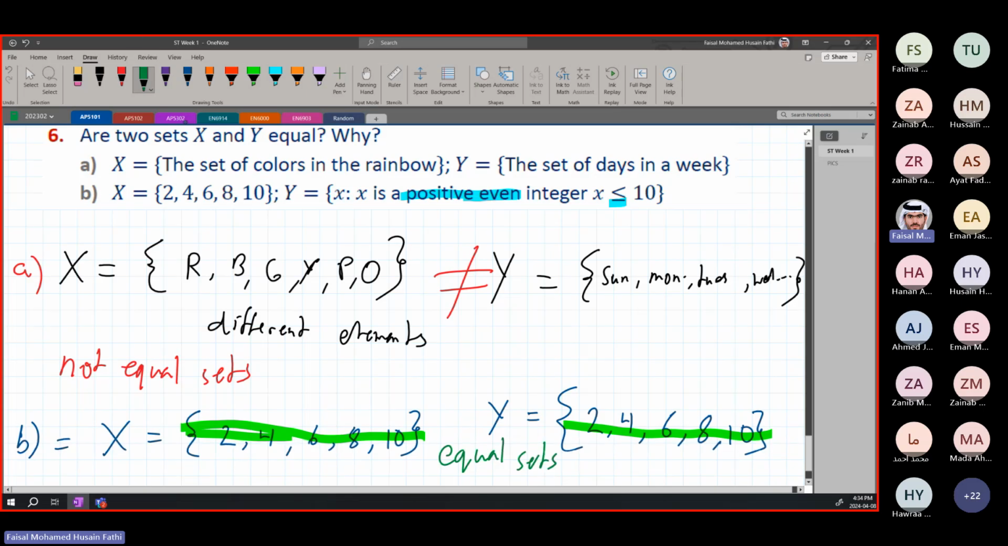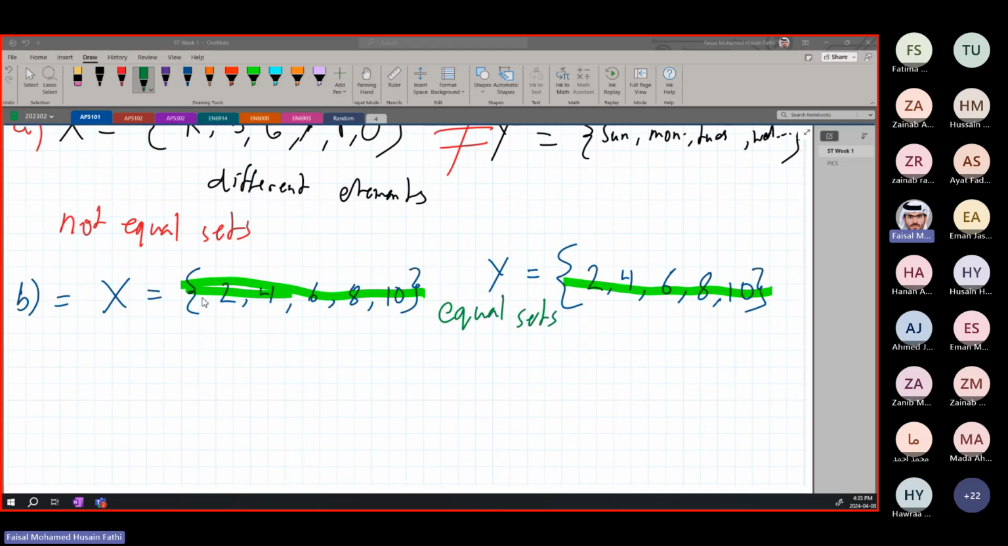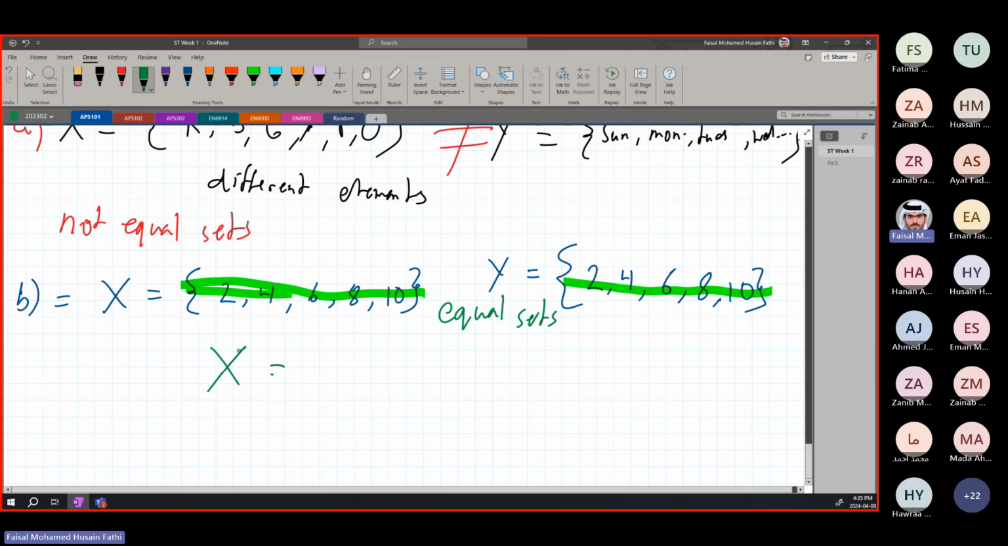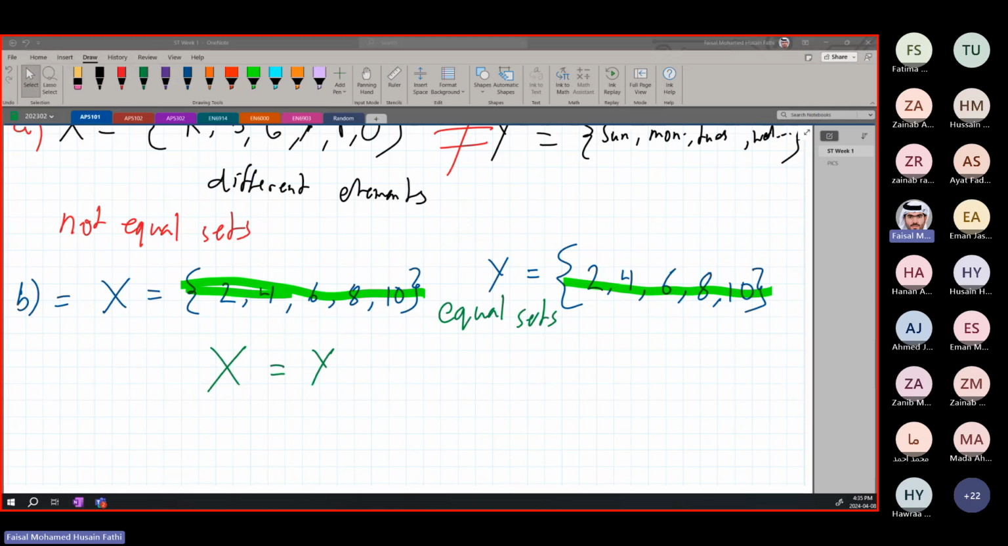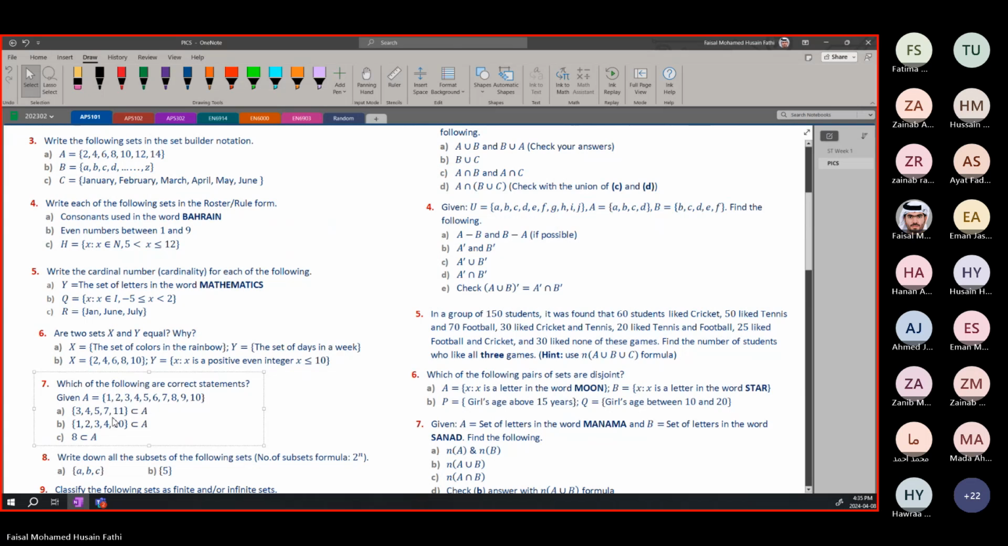All right. So for a set to be equal, all the elements have to be, like, every element of the first set has to be the same as every element of the other set. So here we can say X is equal to Y. Very simple. Come on. Moving on to the next question.